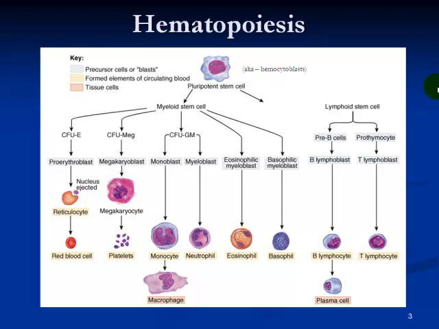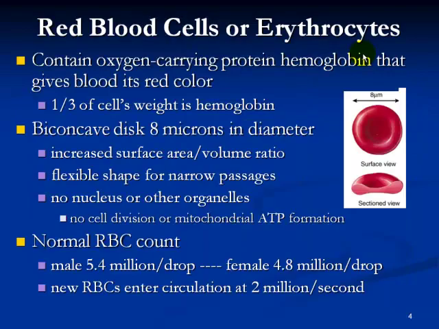Now, the lymphoid stem cells come from two different places, again, still from that pluripotent stem cell, so that one stem cell, otherwise known as the hemocytoblast, also creates the pre-B cells and the prothymocyte. Now, the pre-B cells will make the B lymphoblast, which will make the B lymphocyte, which will make a plasma cell. And the prothymocyte will make the T lymphoblast, which are the T lymphocytes that we've talked about. That's hematopoiesis. The exact methodology you don't have to know, you just have to know where they come from.